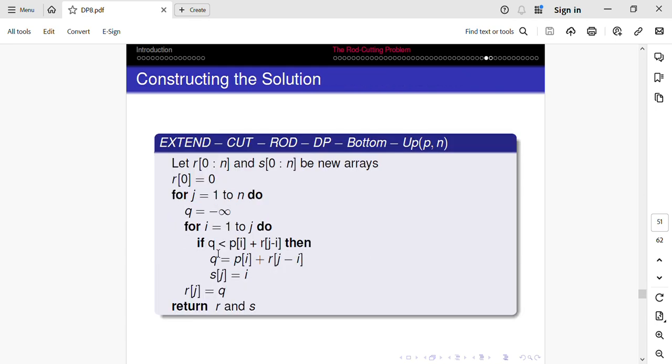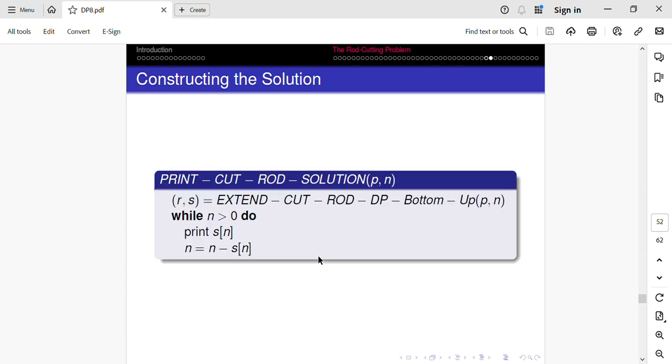So if q is less than pi plus rj minus i, that means this value will give us more possible revenue. So we adjust q to pi plus rj minus i, and whenever we adjust this, then we actually keep the position i, that this is the cutting position for an optimal solution in location j of this second array s. So sj actually denotes that for rod length j, the optimal solution will be obtained when we cut the rod at position i. And then when we are done, similarly we save this value and we return both of the arrays.